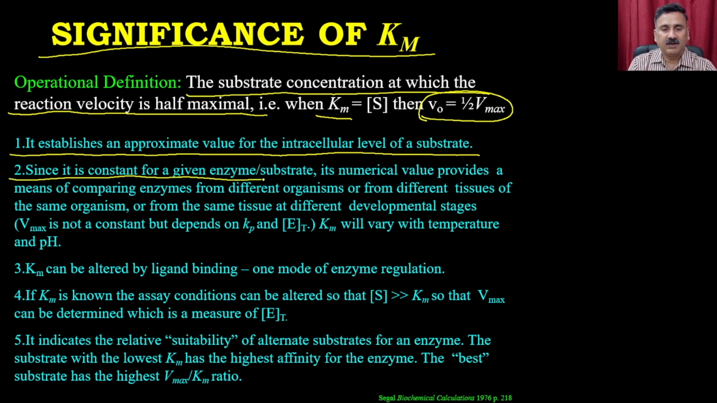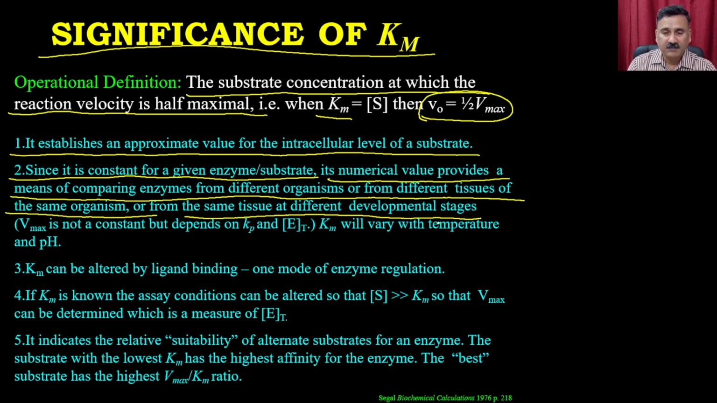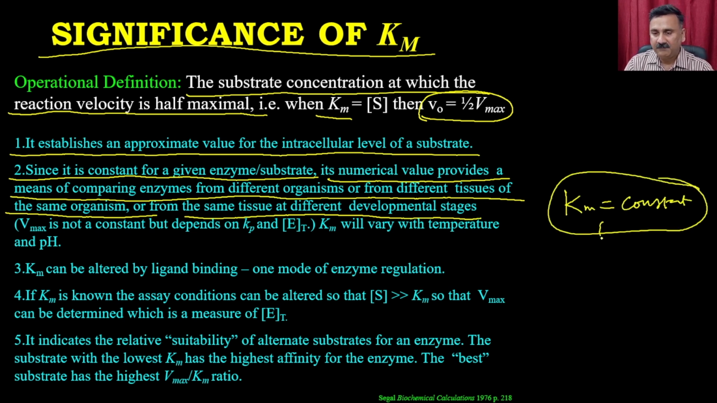Since it is a constant for a given enzyme and substrate, its numerical value provides a means of comparing the enzyme from different organisms, or different tissues of the same organism, or from the same tissue at different developmental stages. So Km is a very, very important parameter because Km is a constant, right? And it is constant for the particular enzyme-substrate combination. That's why Km is a very good parameter to compare the same enzyme from different sources, different organisms, and even different developmental stages.